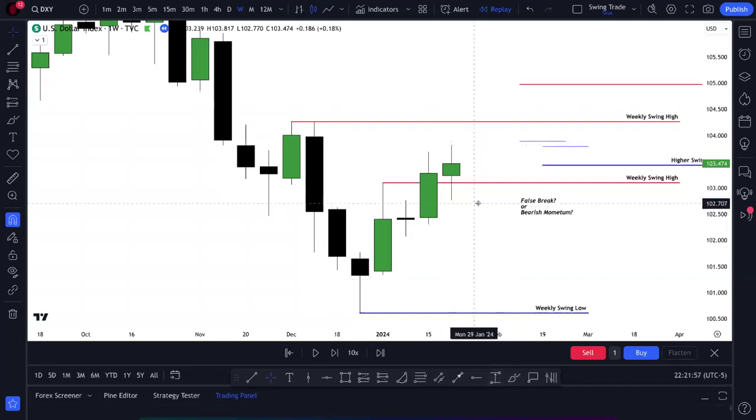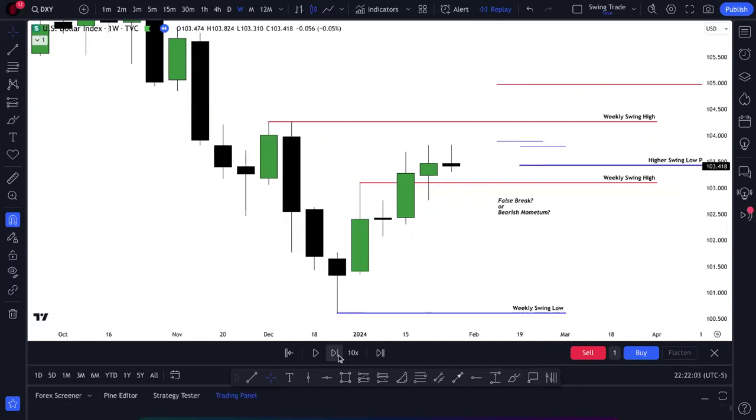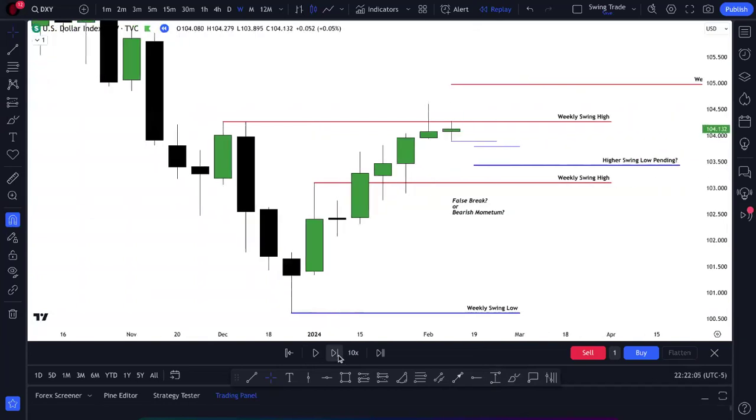In order for us to confirm if it's going to continue in that direction, we want to see a higher swing low form, higher than this weekly swing low. So we play it forward, and we haven't gotten any yet. We also broke another swing high here. It looks like double tops, but it's not. This is just 1 pip lower, this is 1 pip higher. So there's a swing high here, but we need a higher swing low to form. So we keep playing it forward.